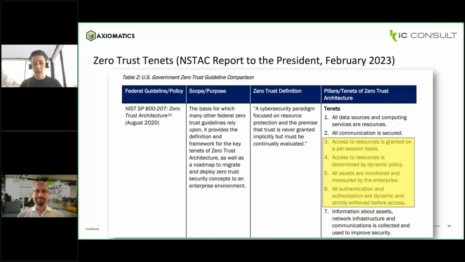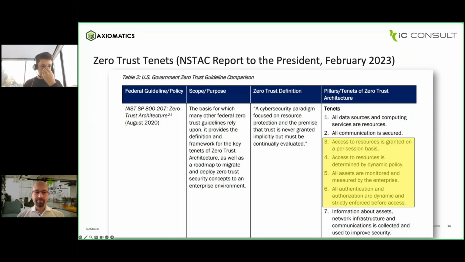And then the last point here is that all authentication and authorization are dynamic and strictly enforced before access. This is a departure from admin time authorization and moving towards runtime authorization, which is pretty much what NIST advocates for with the PEP PDP architecture, which is what you had, Andre, in your previous slides.